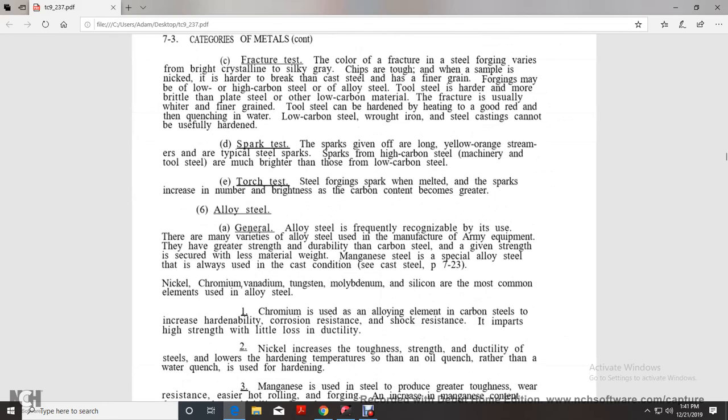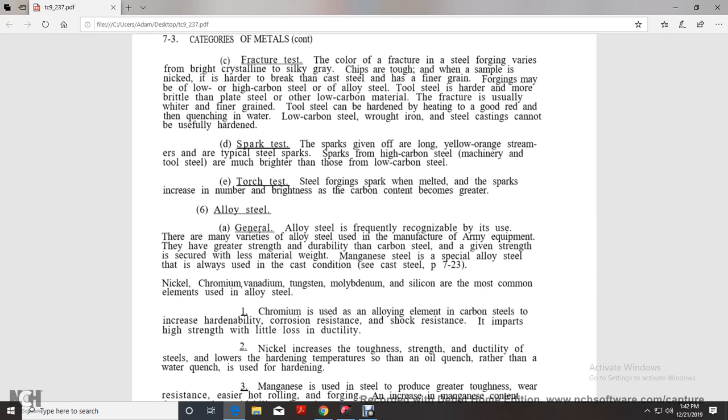All right, fracture test. The color of the fracture of steel forgings varies from bright crystalline to silky gray. Chips over the top of the sample with a nick make for a harder break than cast steel, with a finer grain. Forgings may be below high carbon steel. Alloy steel and tool steel are harder and more brittle than thin plate steel and other low carbon materials, where the fracture is usually whiter with finer grain. Tool steel becomes hard when heated to a good red and quenched in water. Low carbon steel, wrought iron, and cast iron cannot usually be hardened.